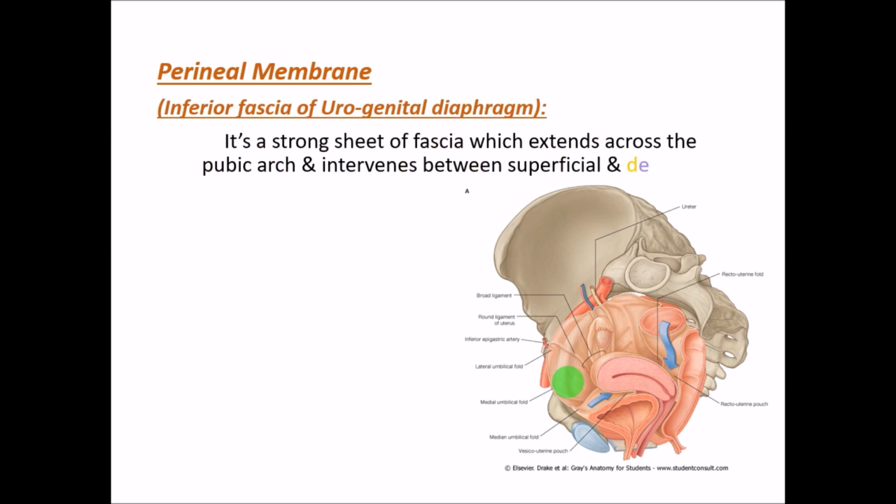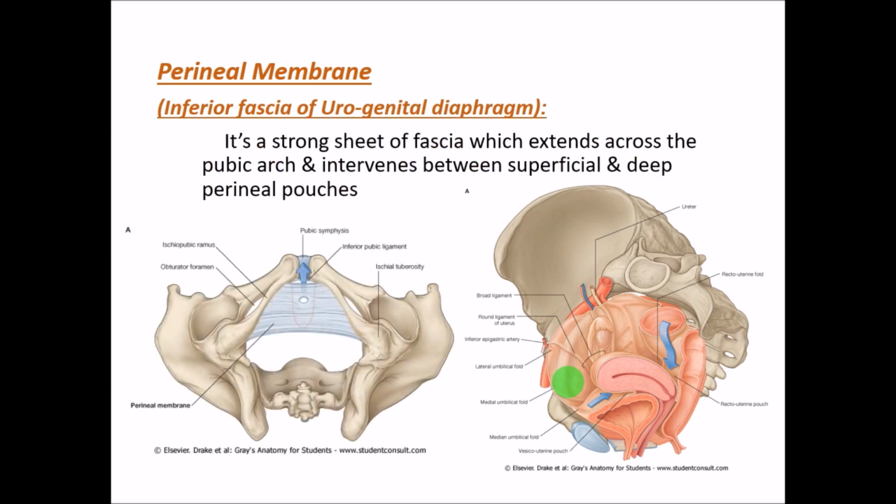It's a strong sheet of fascia which extends across the pubic arch. Okay, if you see here, this is how it looks. Okay, so this whole thing is the anterior triangle, which is also called the urogenital triangle. Okay, so this perineal membrane covers the whole of the urogenital triangle across the region, and it is a strong sheet of fascia which extends across the pubic arch. So this is the pubic arch. Okay, this whole thing is called the pubic arch.